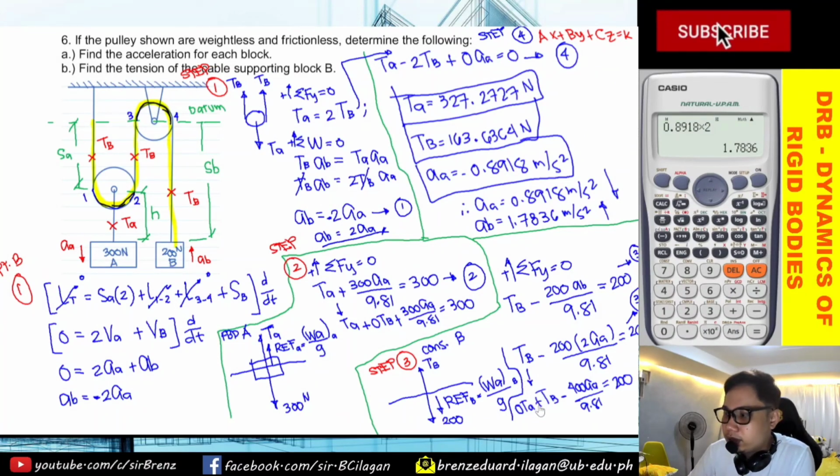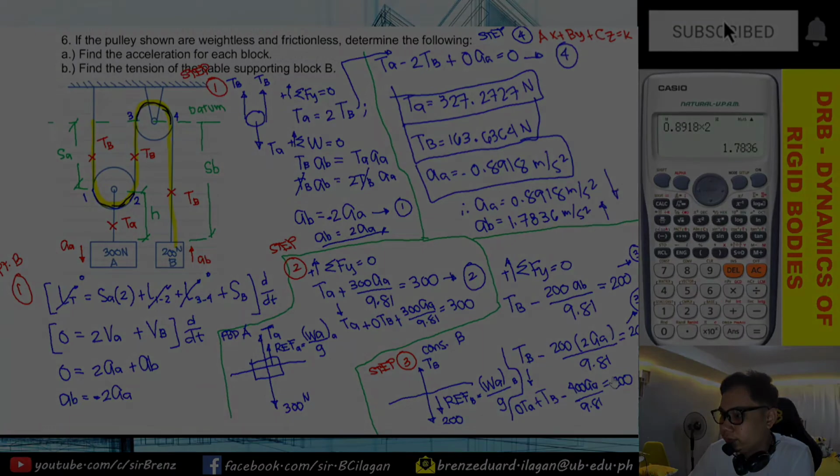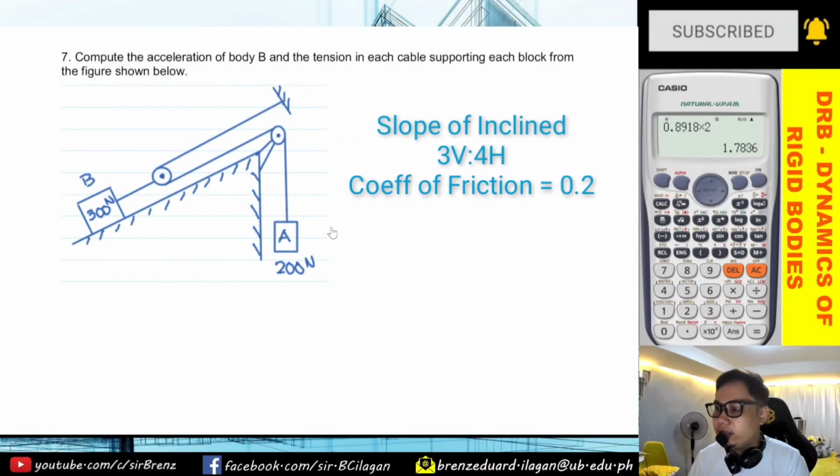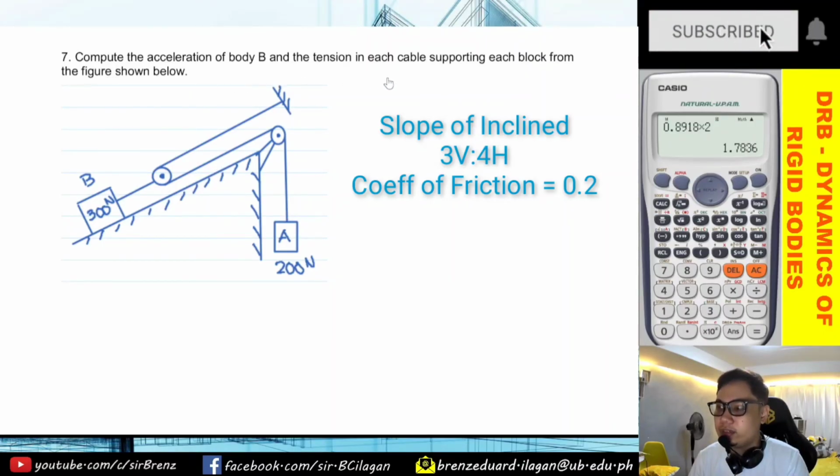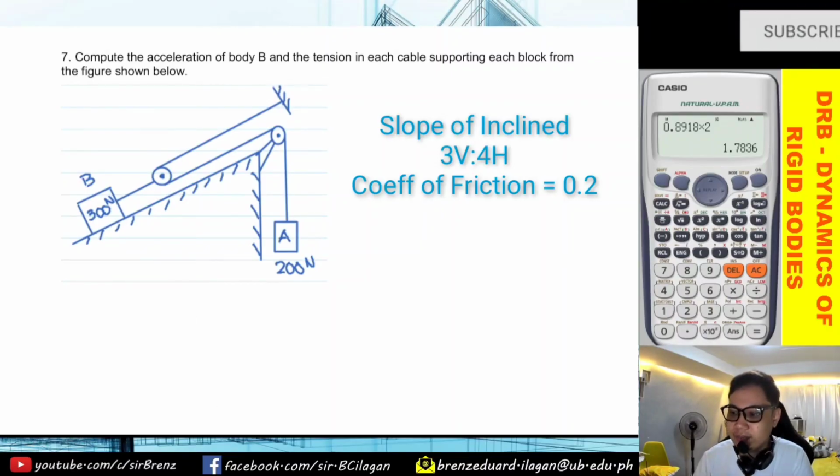Okay, so let's proceed with the next problem. Okay, so para dito sa second problem, guys, please try to solve this problem. So basahin natin. Compute the acceleration of body B and the tension in each cable supporting each block from the figure shown below. So ito kasi, hindi ko rin masabi if paano yung magiging galaw ng system natin.